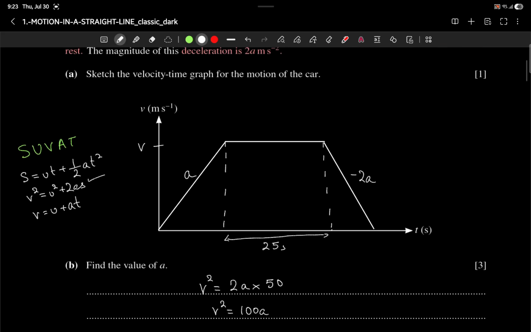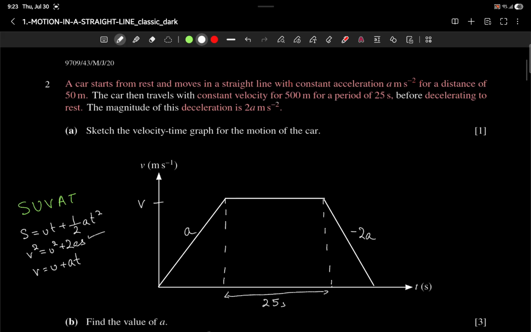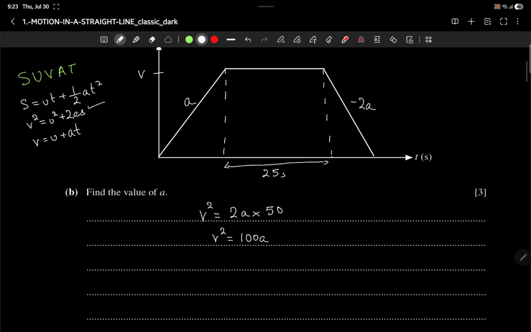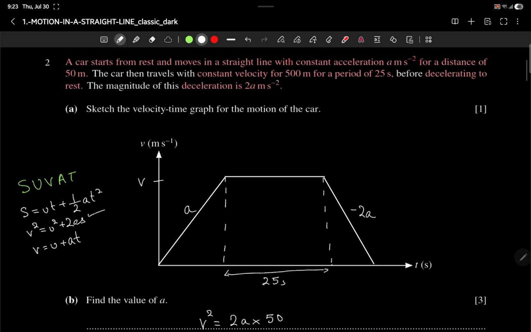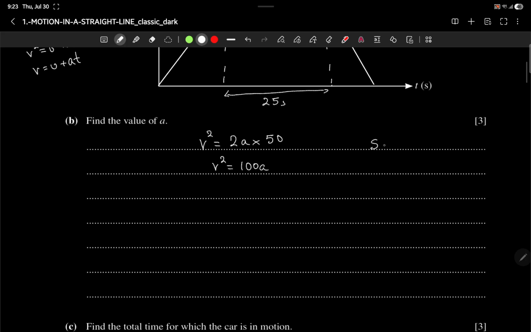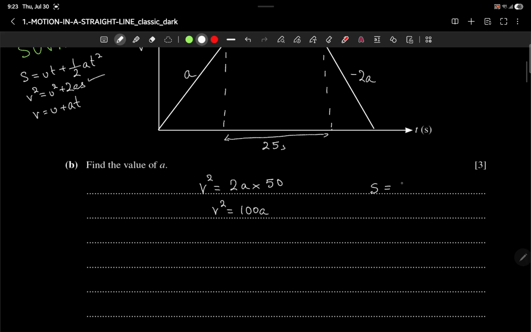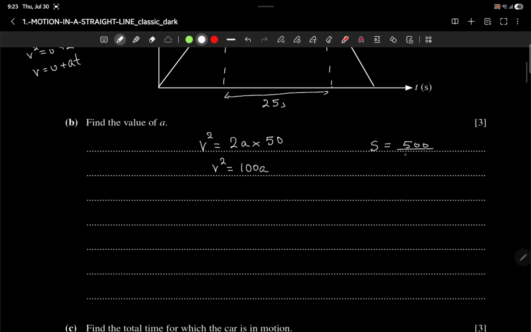Now it says that the car then travels at constant velocity 500 meters for a period of 25 seconds. So we can use that as well. Constant velocity, so speed equals distance over time. Distance is going to be 500 by time, which is 25. So speed over here is going to be 20.